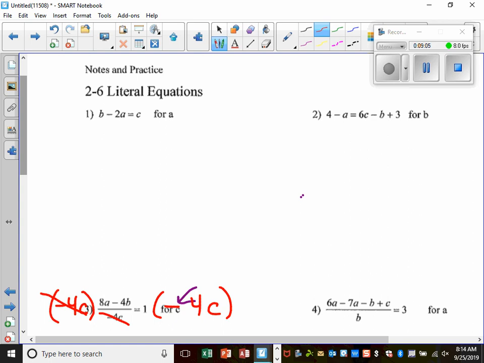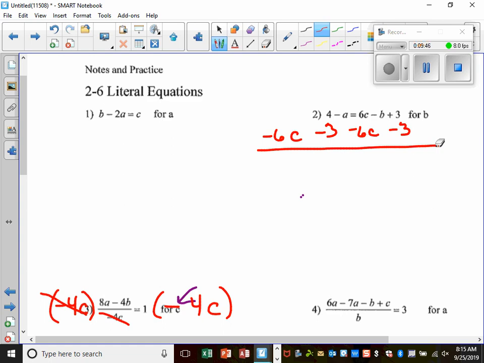All right, let's look at number 2. Number 2 is pretty easy, but I just want to do one with all the pluses and the minuses. In number 2, we're solving for B. So that means we have to eliminate the 6C and the plus 3. So you can subtract 6C and the negative 3 at the same time. Now I'm going to put the minus 3 under the 4, but notice I put the negative 6C off to the side because you don't have anything to combine that with.